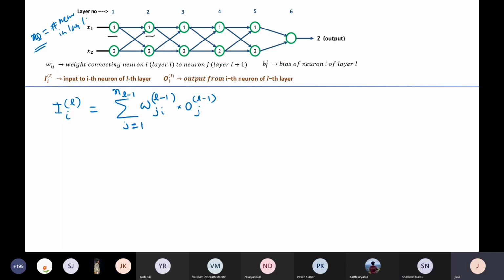Okay, is that everything that I need? Plus B of L minus 1. Plus the bias term, right? B of L, of what? i. Okay, all right. Yeah, that's correct. Now, what would be my O_L_i? F of I of L. Okay, so F is the activation function.